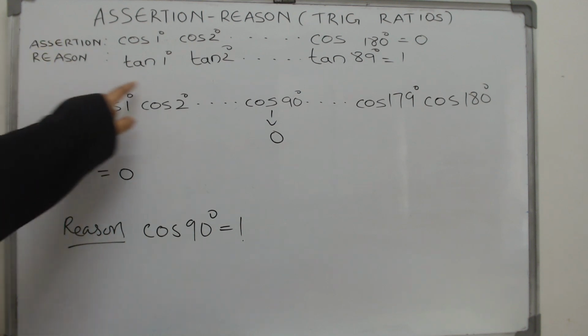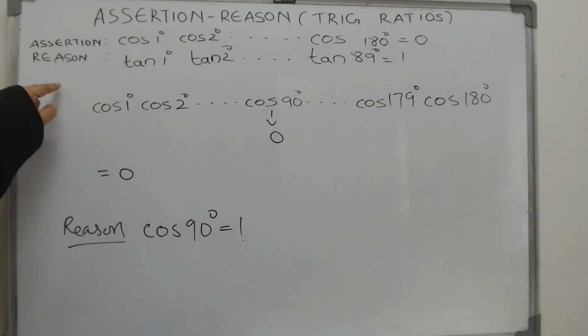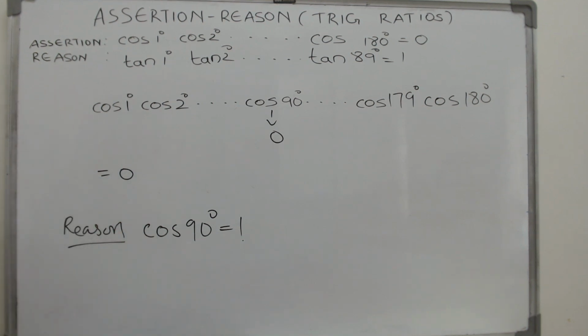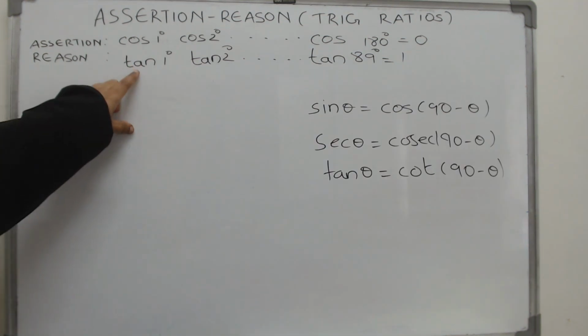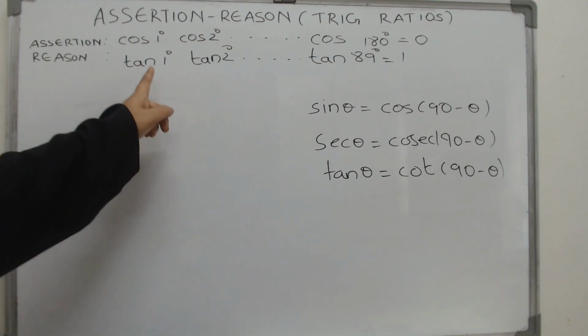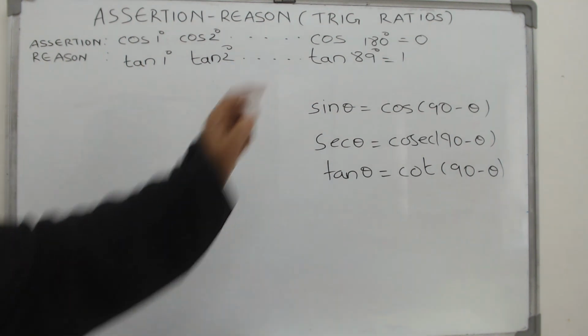But then this is not the reason. The statement that you see here is not the reason. What is the real reason? The reason is that cos 90 is 0. Now we move on to the next statement. What do you see here? Again, it is a product of 89 numbers.